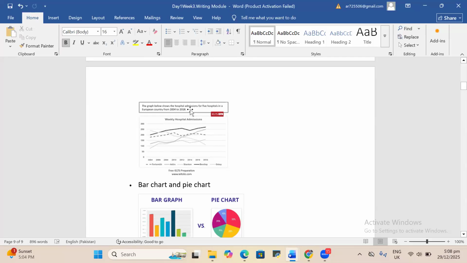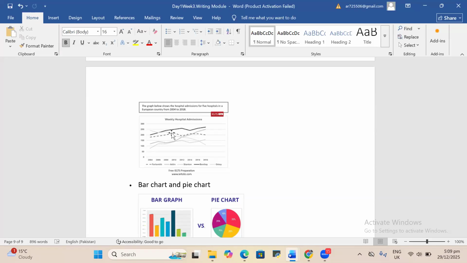In a line graph, you need to write your introduction first. In the introduction you just paraphrase the question. For example, the graph below shows the hospital admissions for five hospitals in a European country. Then you need to write an overview, in which you write which thing is most dominant and which is at the lowest point. Try to write the overall point of view rather than explain everything.